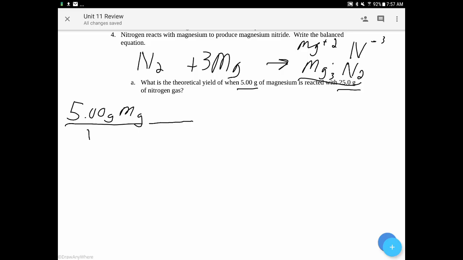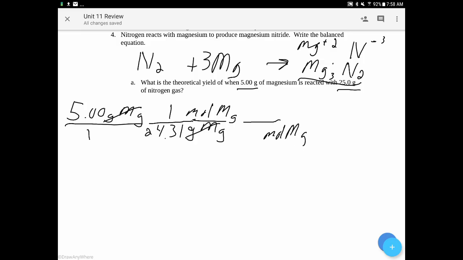We do our first conversion factor. We want to cancel out grams of magnesium, so we put grams Mg on bottom. We put moles Mg on top, 1 mole, and then we put the molar mass of magnesium, which is 24.31. Grams of magnesium cancels out. We're left with moles of magnesium, which is not where we want to be, so we need another conversion factor.